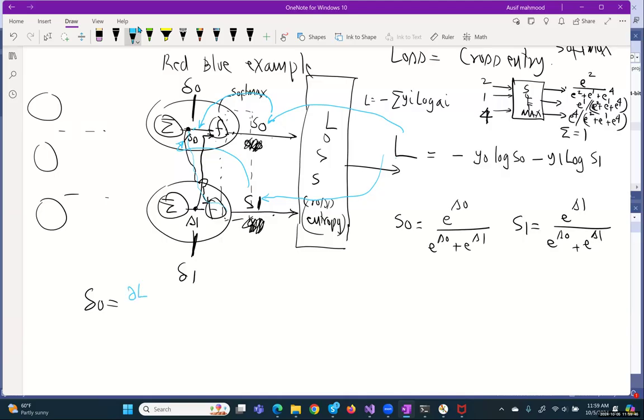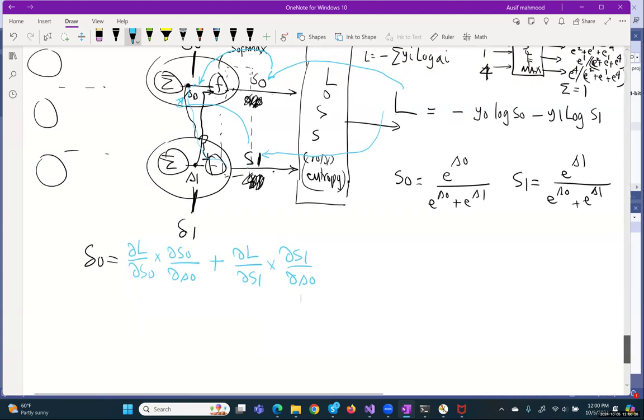That will be partial L over partial S0 multiplied by partial S0 over partial lowercase s0, correct? This cancels. So this is the top path, top blue path. What about the bottom path? Partial L over partial S1, and then multiplied by partial S0, right? Okay. So now let's put detail over here.